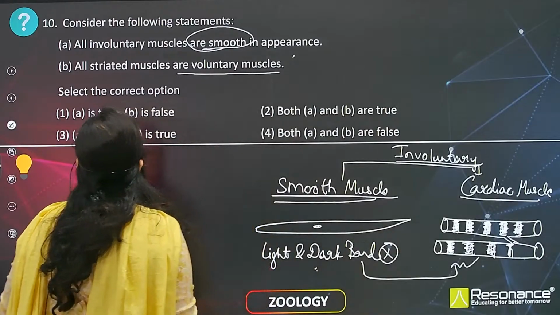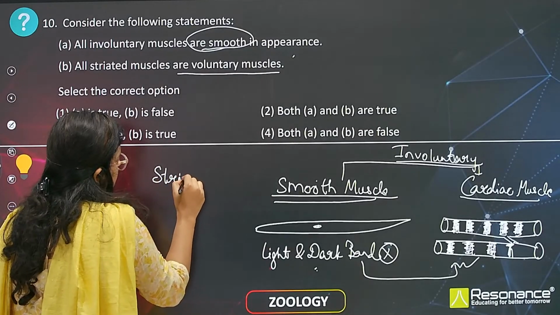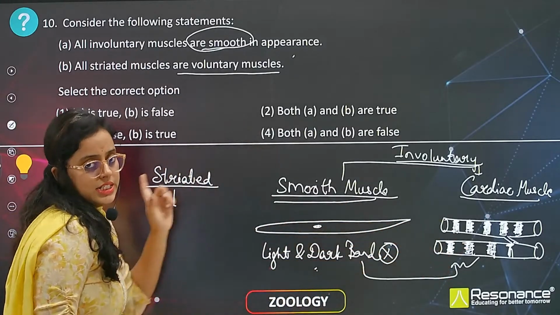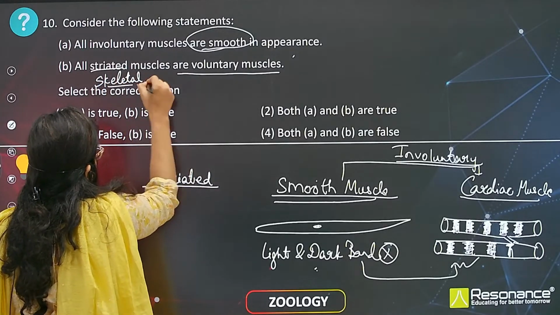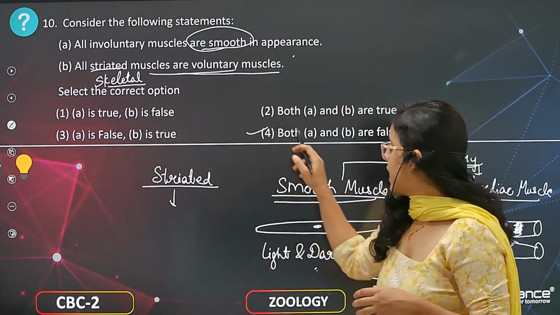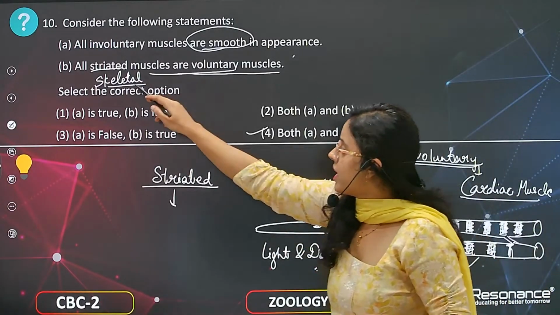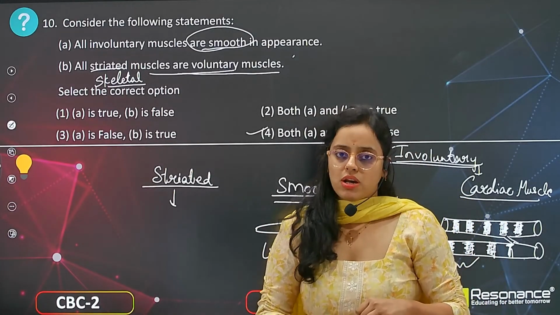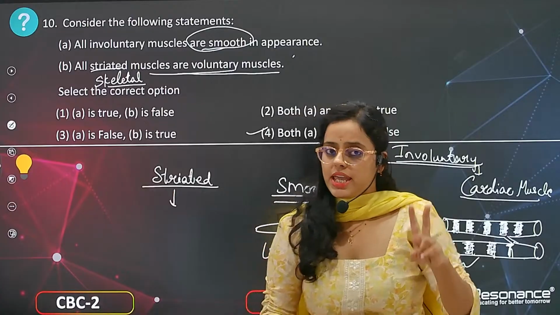If you see, all striated muscles, which means striations are present on the cardiac muscle as well as skeletal muscle. If the statement were all skeletal muscles are voluntary muscles, then it would be correct. So here in your books, A and B are false. Both A and B are false. Why? Because the striated muscles, which means cardiac muscles and skeletal muscles, are not all voluntary. Cardiac muscle is an involuntary muscle. So both A and B statements are false.